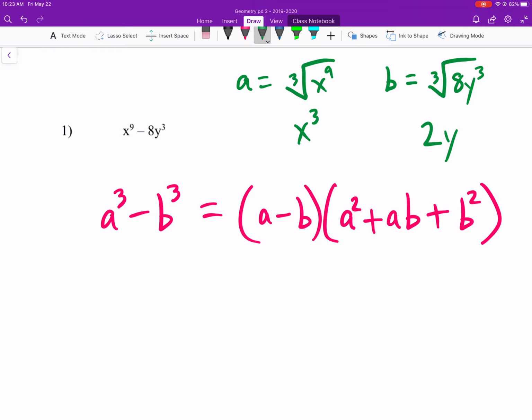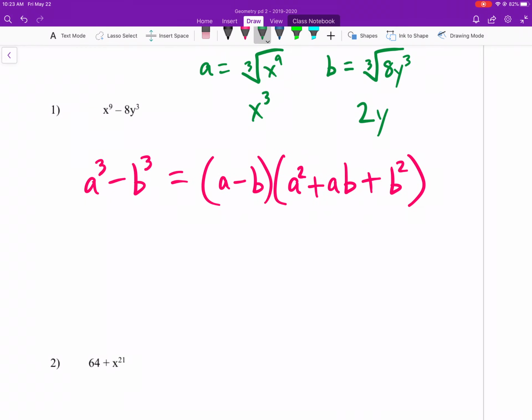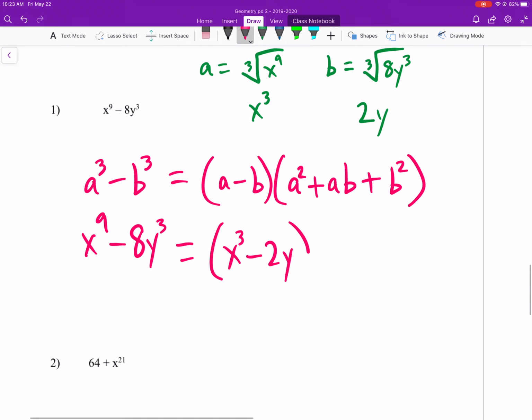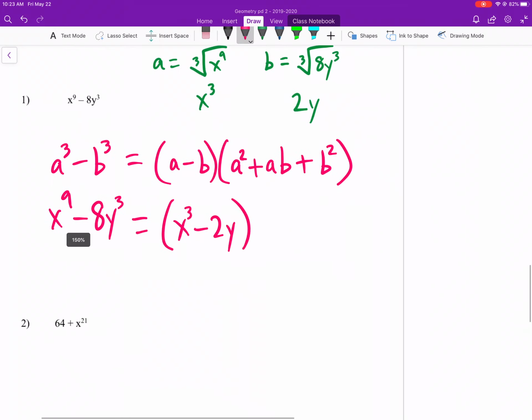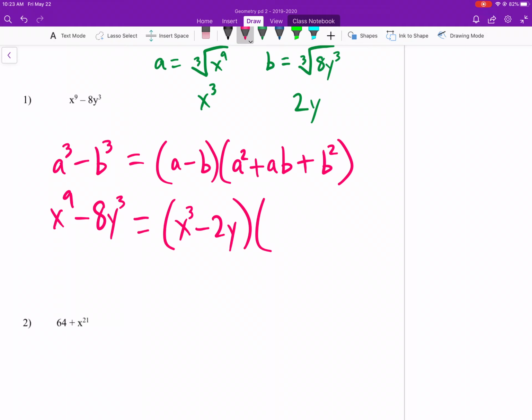And now it's really just a matter of substituting, guys. So we would have, for x to the 9th minus 8y to the 3rd, A minus B would be x to the 3rd, x cubed, minus 2y, times A squared. A is x to the 3rd, and now we're squaring that. So x to the 3rd times itself gives you x to the 6th. So that's A squared, x to the 6th power.